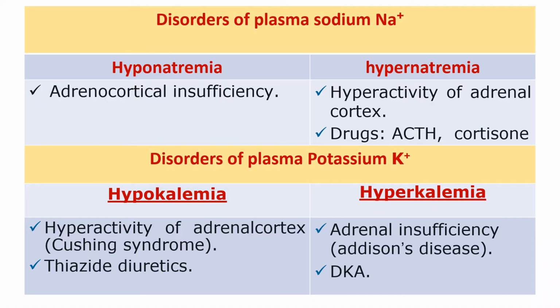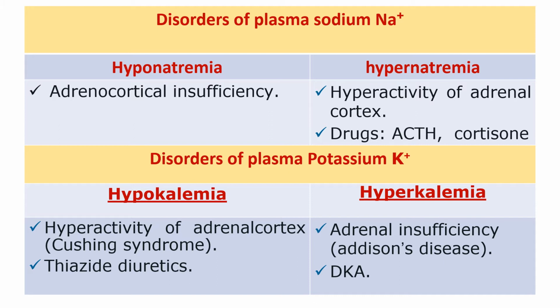As regards disorders of both plasma level of sodium and potassium, the adrenal cortex secretes a hormone called glucocorticoids. When these glucocorticoids increase, they increase the sodium level in the blood. Hyper means increase, natremia means sodium in the blood. So if there is increased glucocorticoids, which is secreted from the adrenal cortex, so hyperactivity of adrenal cortex, increased glucocorticoids like cortisone, all of these lead to hypernatremia.